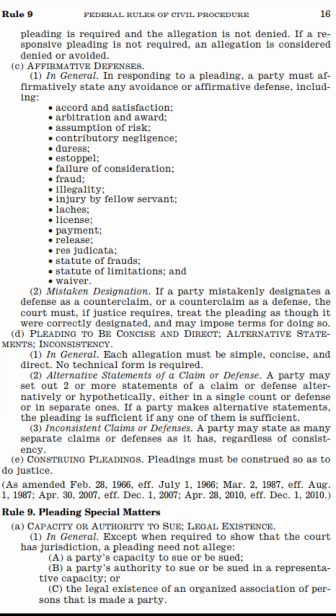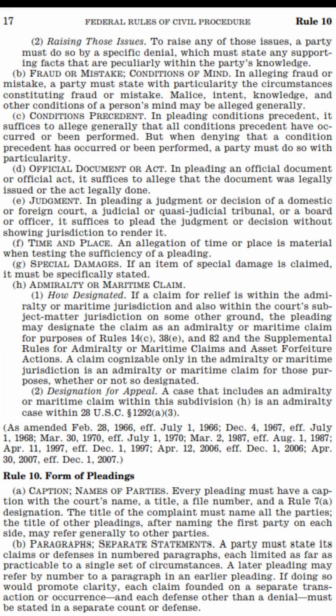Rule 9. Pleading special matters. A. Capacity or authority to sue, legal existence. 1. In general. Except when required to show that the court has jurisdiction, a pleading need not allege a. A party's capacity to sue or be sued, b. A party's authority to sue or be sued in a representative capacity, or c. The legal existence of an organized association of persons that is made a party. 2. Raising those issues. To raise any of those issues, a party must do so by a specific denial, which must state any supporting facts that are peculiarly within the party's knowledge.